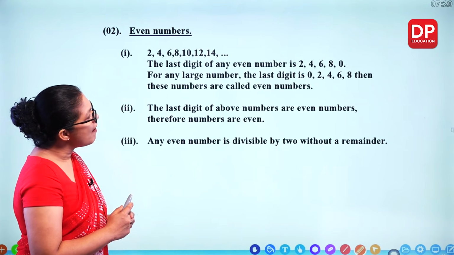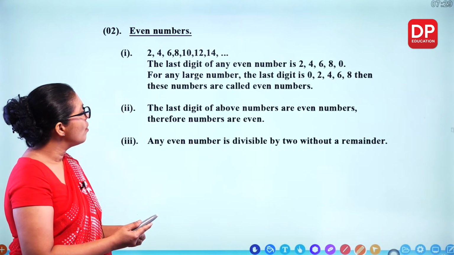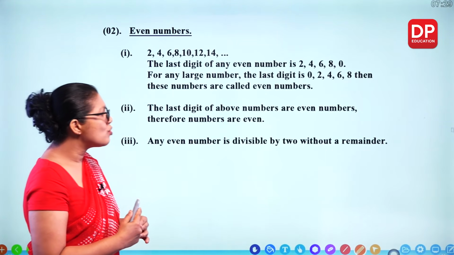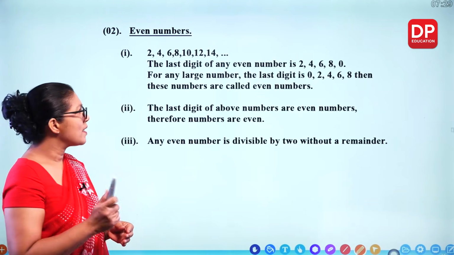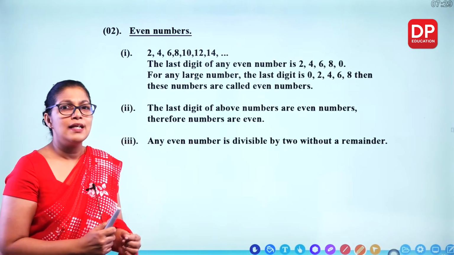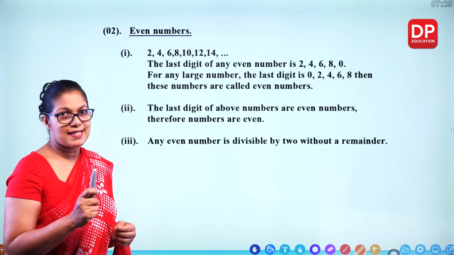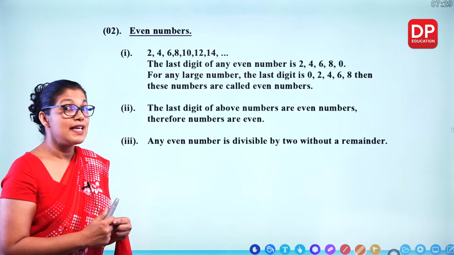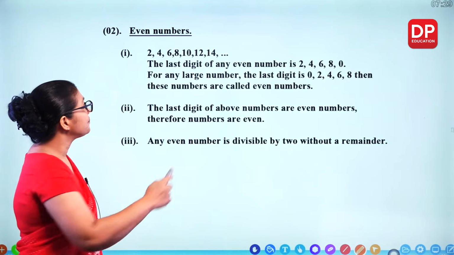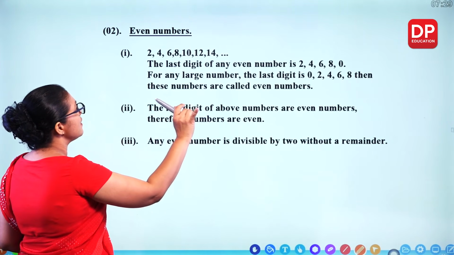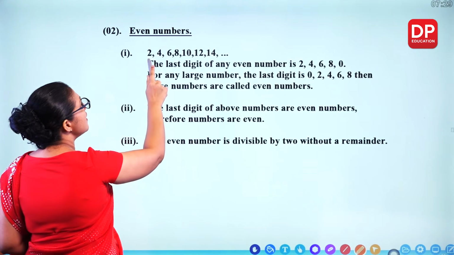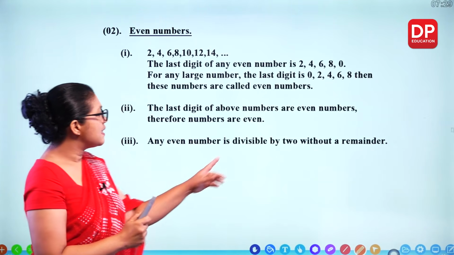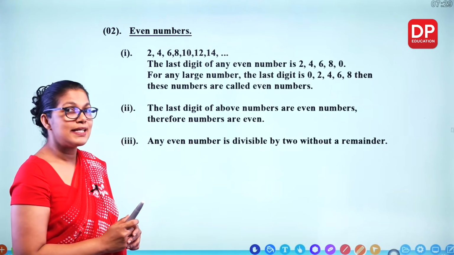The last digit of the above numbers is even, so therefore, the numbers are even. Any even number is divisible by 2 without a remainder. So what's the rule? In even numbers, you look at the last digit. If the last digit is 0, 2, 4, 6, 8, then these are even numbers, not the other numbers 1, 3, 5, 7. These numbers are called even numbers and they are divisible by 2 without a remainder.